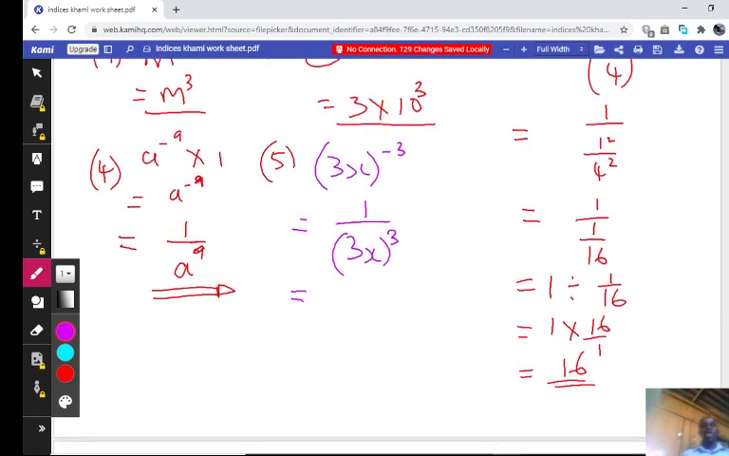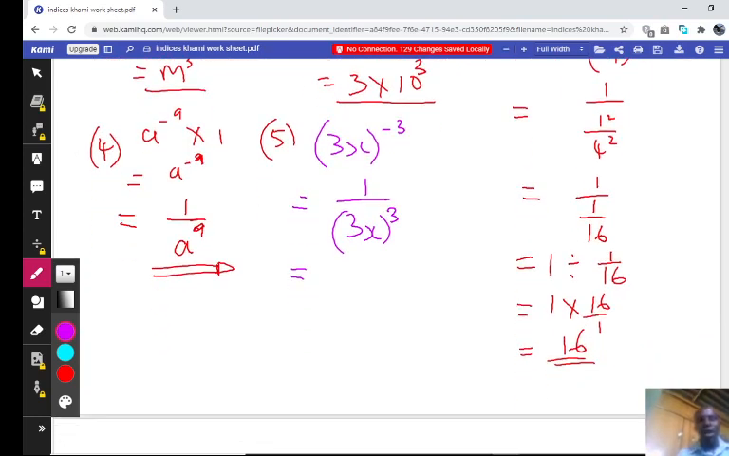Then after that, you share the power. You share the power here. So it will be 1 over 3 cubed, and x to the power 3, which equals 1 over 3 cubed. 3 times 3 times 3 is 27. Then x cubed. You are done.